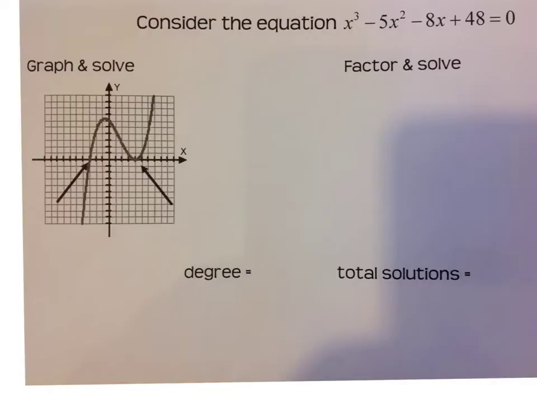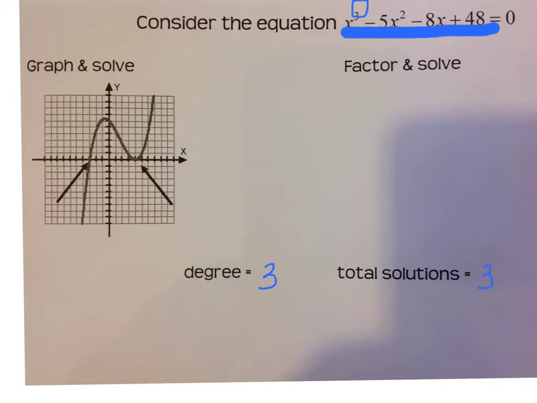Okay, so I hope I'm louder than the music, and so we're just going to talk about this equation right here. So the first thing I want to say is, what is the degree? Well, this is in standard form, so I know that the degree is this 3 right here. So the degree would be 3, which means my total solution should be 3.